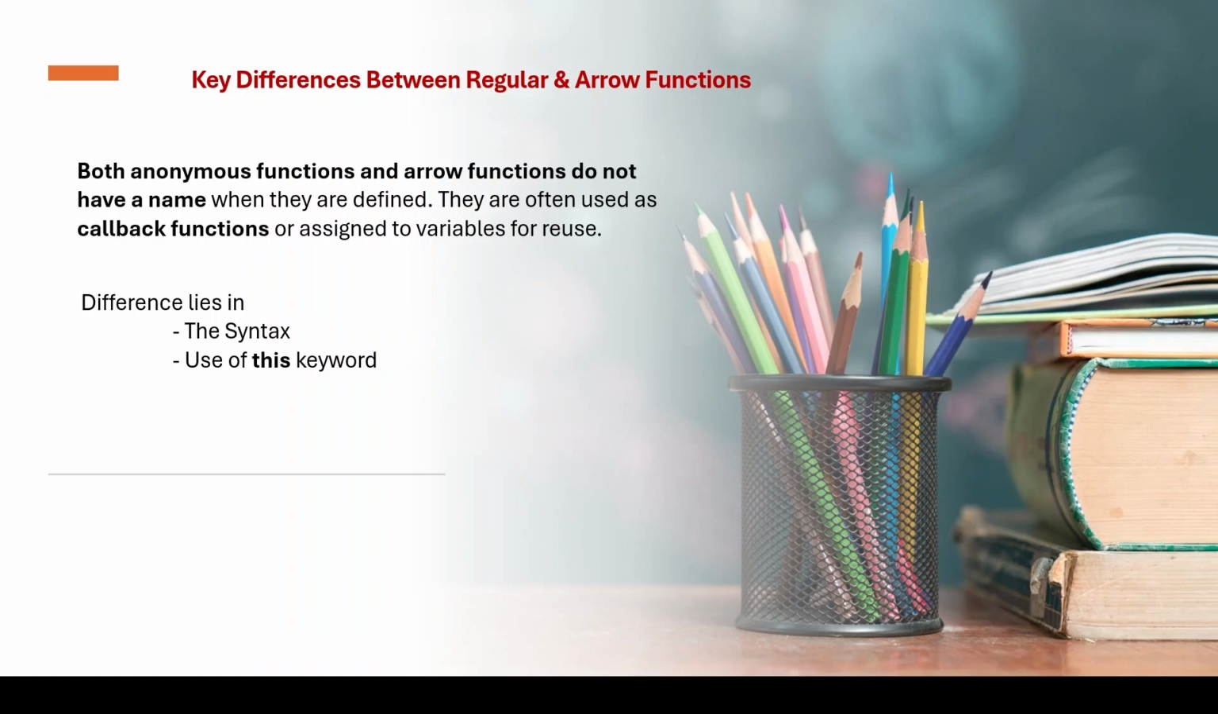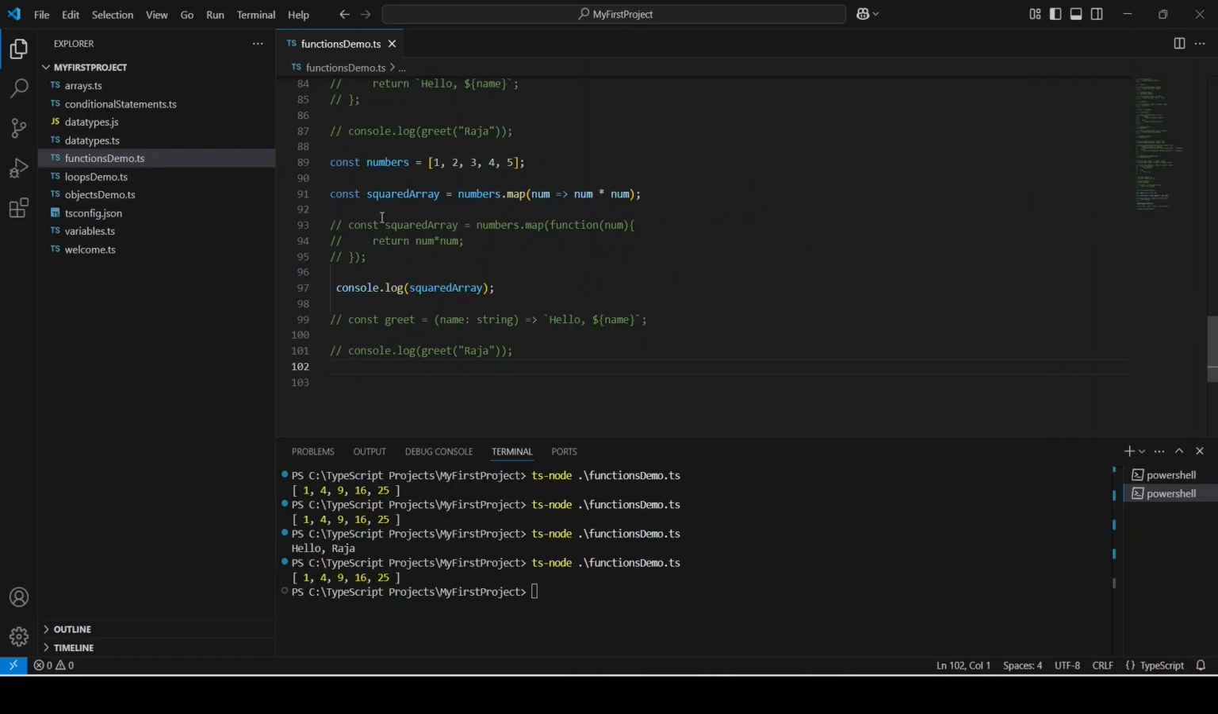Speaking about differences between regular and arrow functions, first the similar point is both anonymous functions and arrow functions do not have any name when they are defined, and often they are used as callback functions or they are assigned to a variable for reusing. And the difference lies in the syntax. We already saw the syntax is different while defining an anonymous function and an arrow function. And there is another difference when we call the keyword this. Let us see that. So in TypeScript, this keyword helps to refer to the current object's value. We will see that in an example.